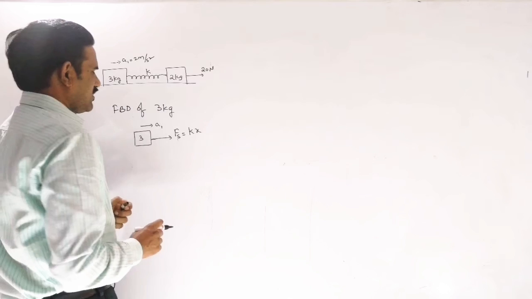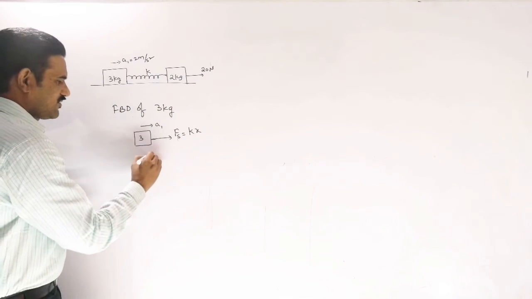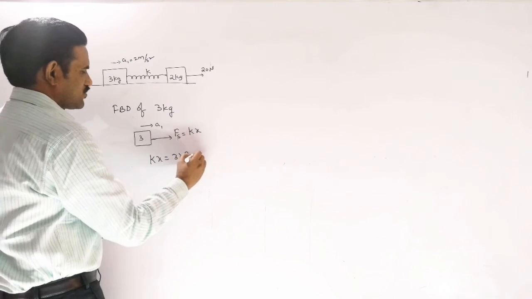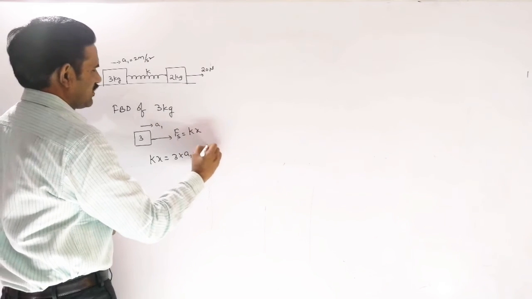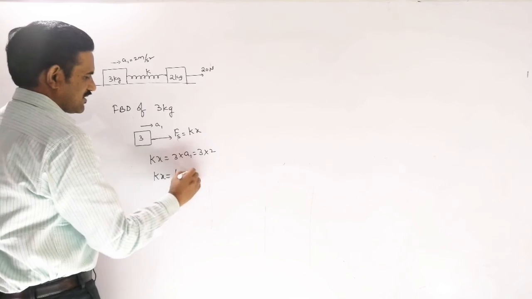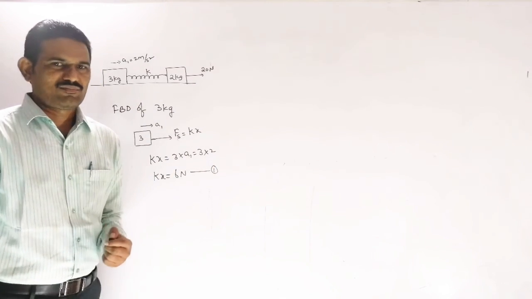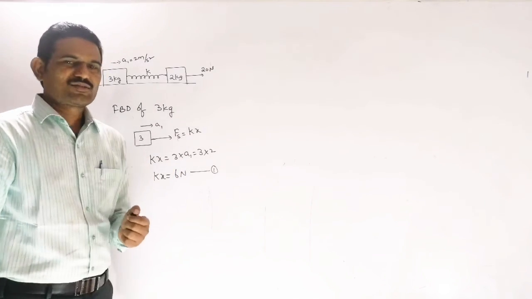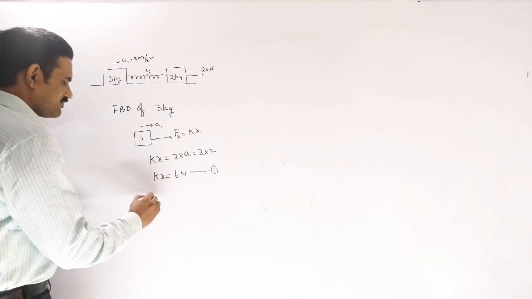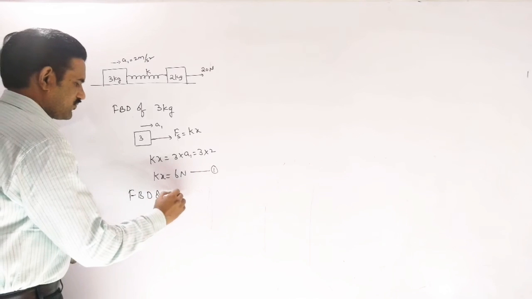Because this is accelerating, I can write kx is equal to 3 into a1, which is equal to 3 into 2, since the a1 value is given as 2. Therefore kx is equal to 6 newtons, right? So this is equation 1. That's the acceleration of the 3 kg block, and from this we are calculating the spring force there. Now let us take the FBD of this 2 kg block here.